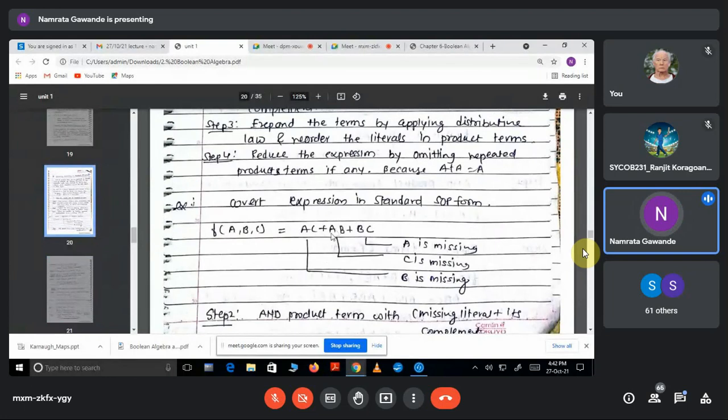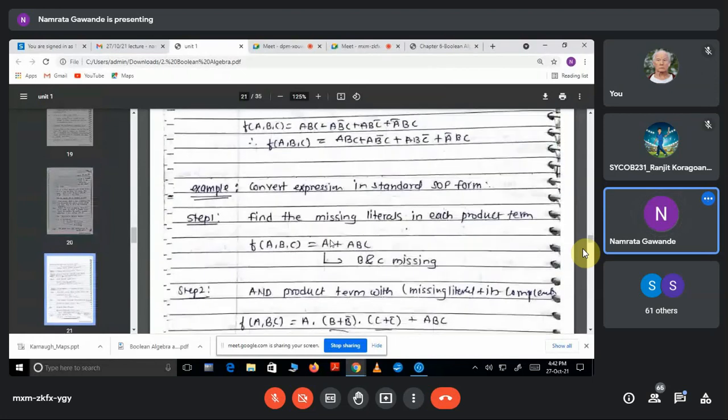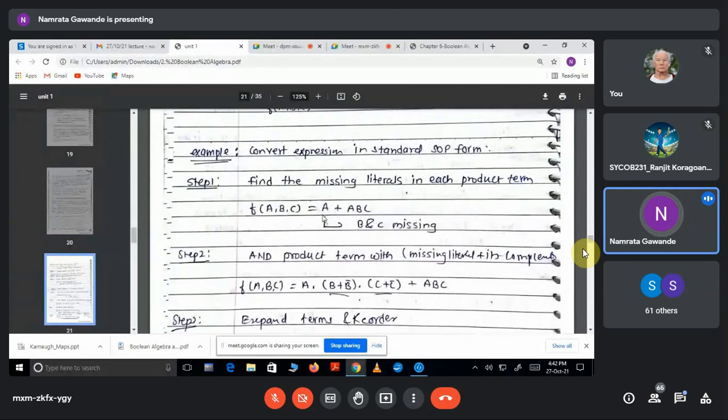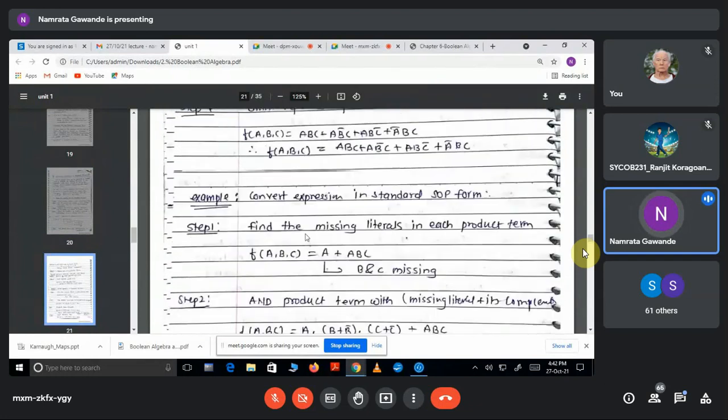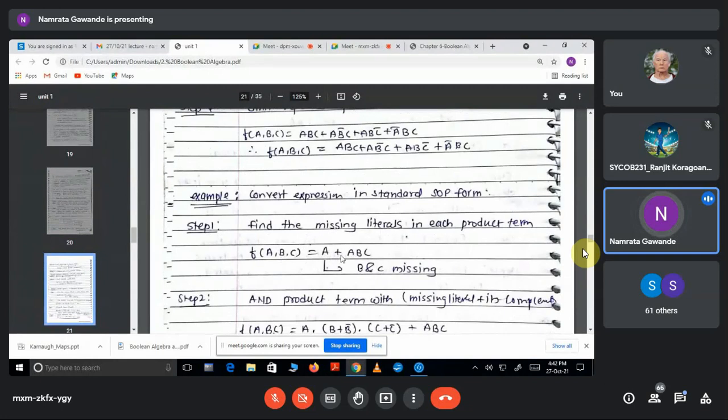In this expression, we have seen only one literal is missing, right? Now if two literals are absent, see this next example. Convert the expression into the standard SOP form. Find the missing literals in each product term. The expression given is F of ABC equal to A plus ABC. This is the SOP form, but in the first term two literals are absent, right? Which are those? B and C. So B and C are missing.